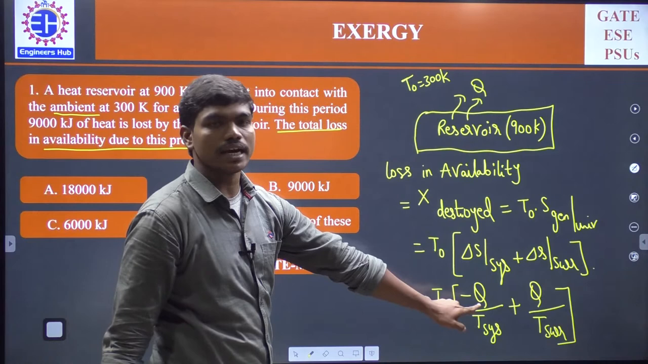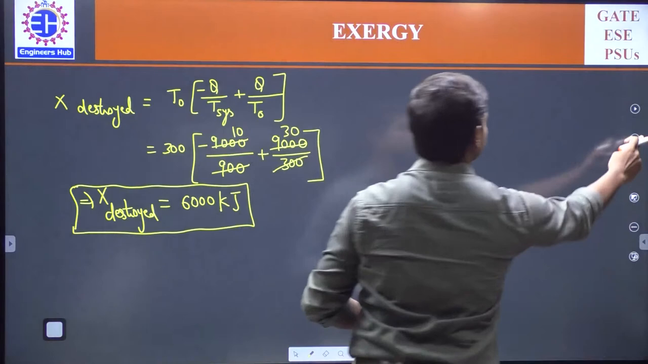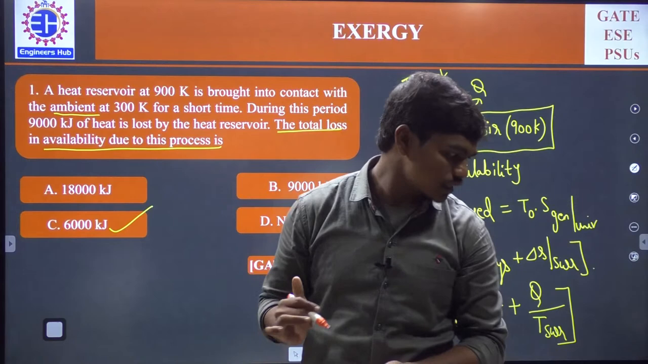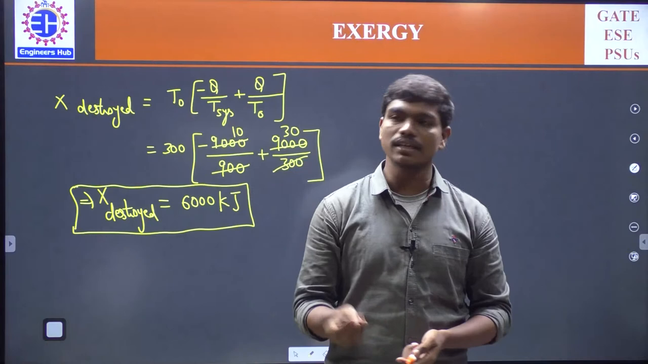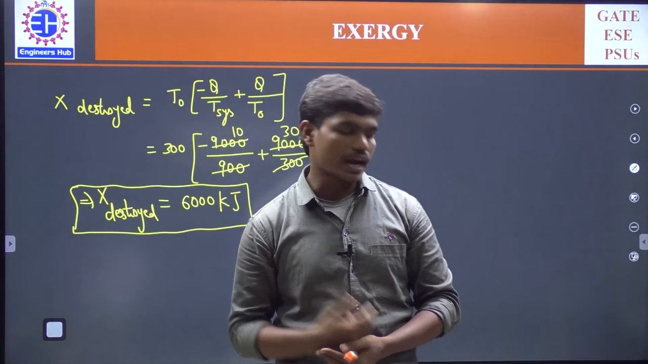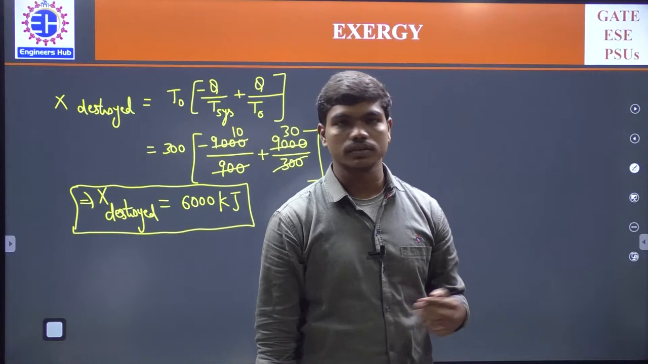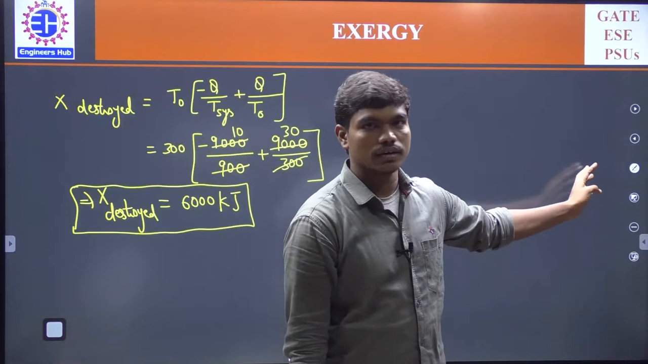Clear? So did you all understand this question? Why is the loss in available energy 6000 kilojoules? Did all of you understand this? Why 6000 kilojoules is the correct answer. Here, loss in availability is nothing but irreversibility, which is also called exergy destruction, from our discussion that we had so far. Okay, so clear? So can I go for the next question? Can we go for the next question? All of you?